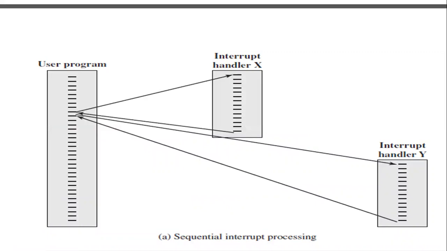As I already told you, there are two approaches. The first approach is sequential interrupt processing. There are two interrupts, interrupt X and interrupt Y. Whichever interrupt occurs first, that interrupt will be handled first. And after completion of handling of this interrupt, only then will the control go to handling the next interrupt. That's why this is called sequential interrupt processing.